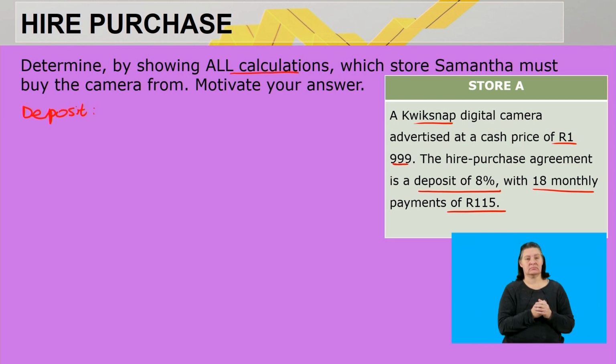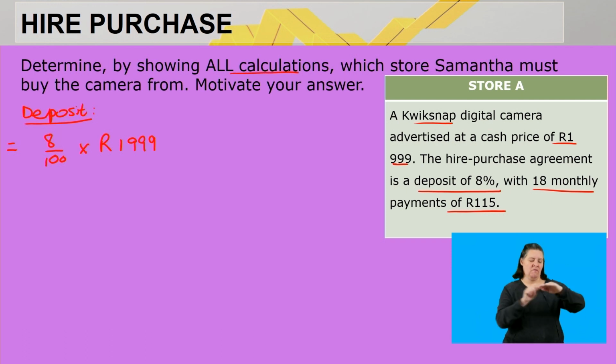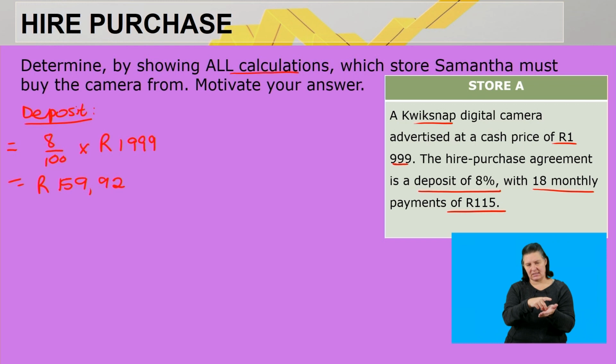So we indicated that the deposit is 8% of the cash price of 1,999 Rand. So that's first of all what she needs to pay, right? So let's type that in. 8% of 1,999 Rand. So that will give us a deposit of 159 Rand and 92 cents. Right, so that's the deposit that she needs to pay.